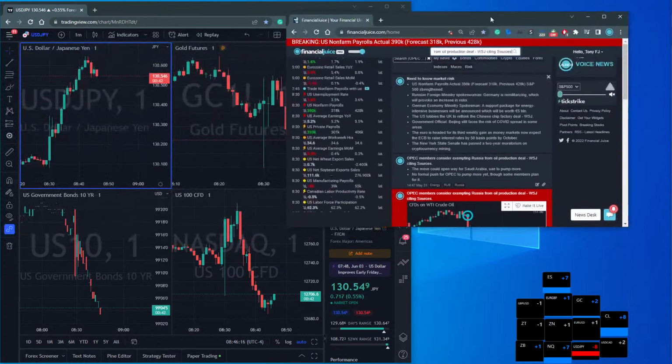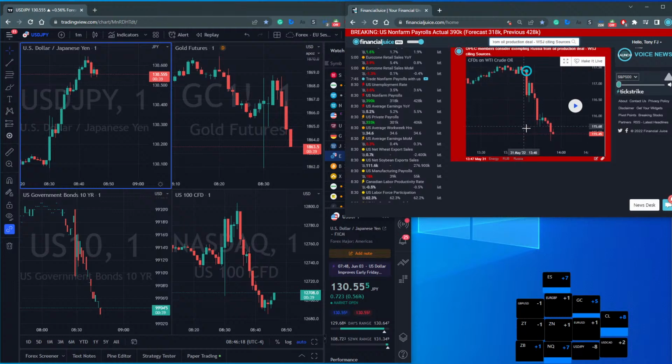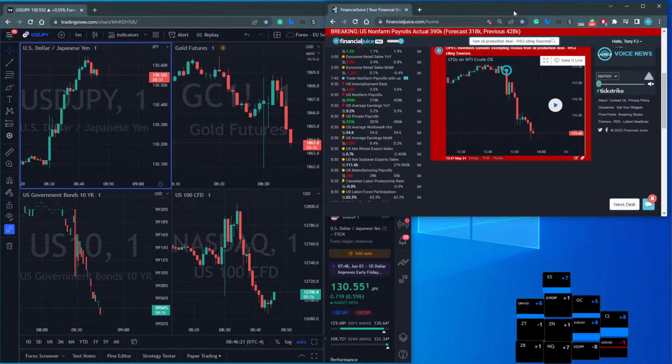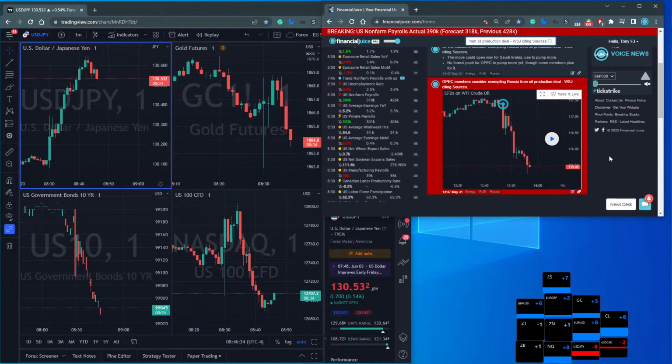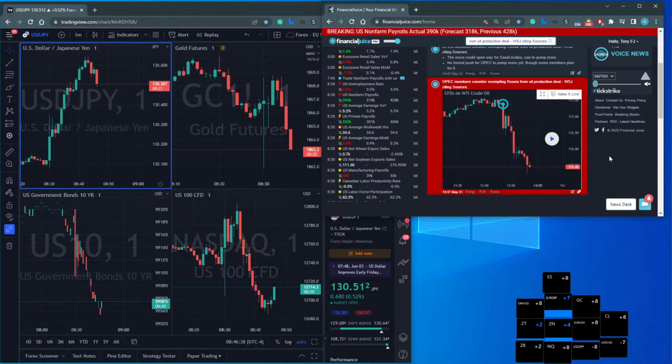Okay, here we are. So we had a headline on May 31st where the Wall Street Journal put out a headline that said that OPEC members were considering exempting Russia from the oil production deal. That means that the other nations would take over and try to alleviate the pressure from Russia by building more of their own inventories instead, to take the pressure away. But WTI crude oil didn't take that in a positive way.